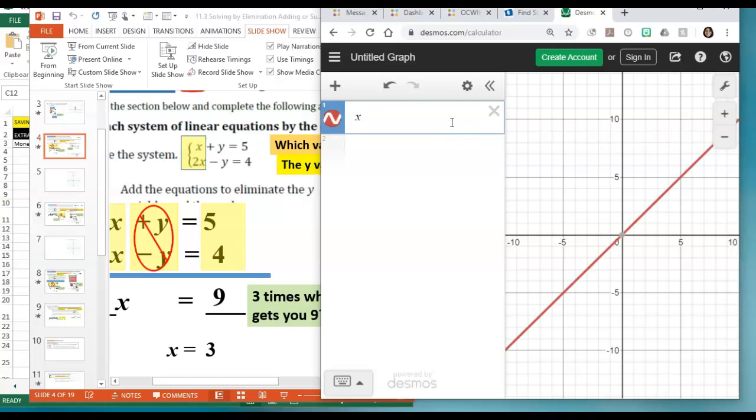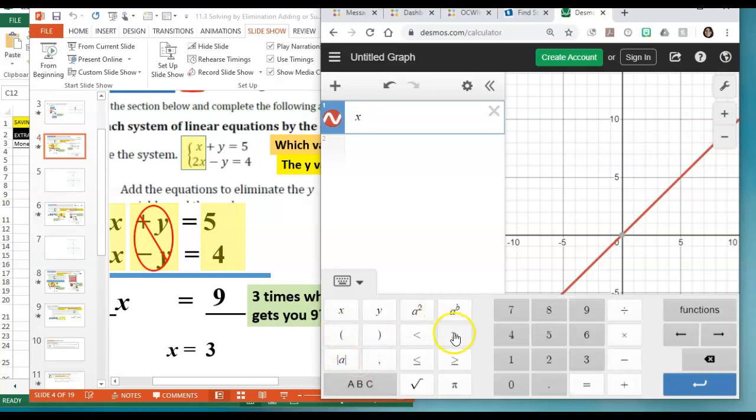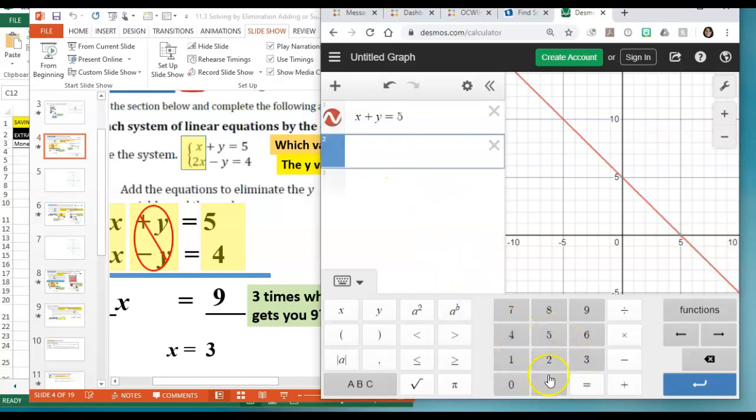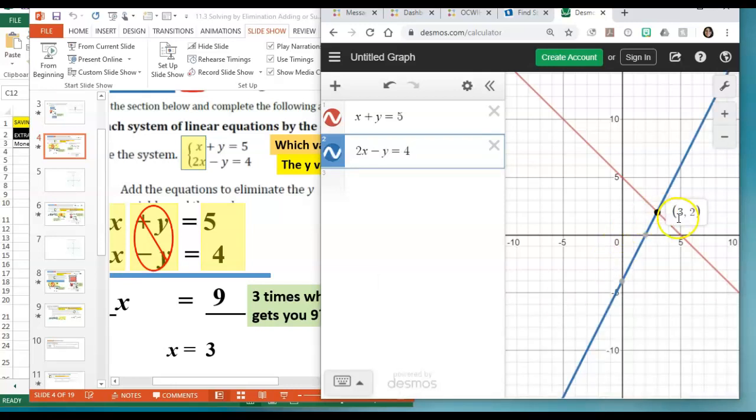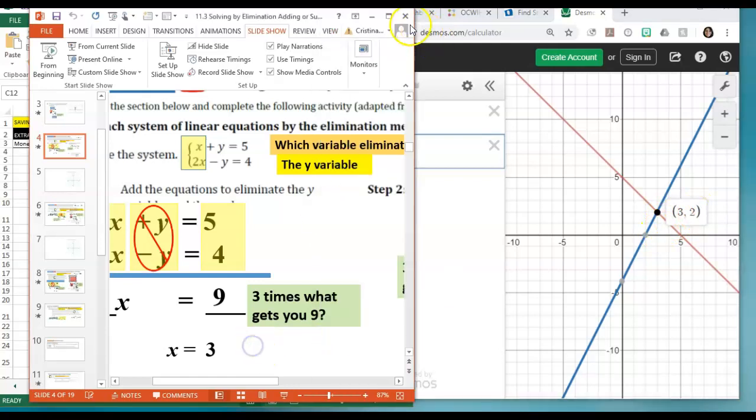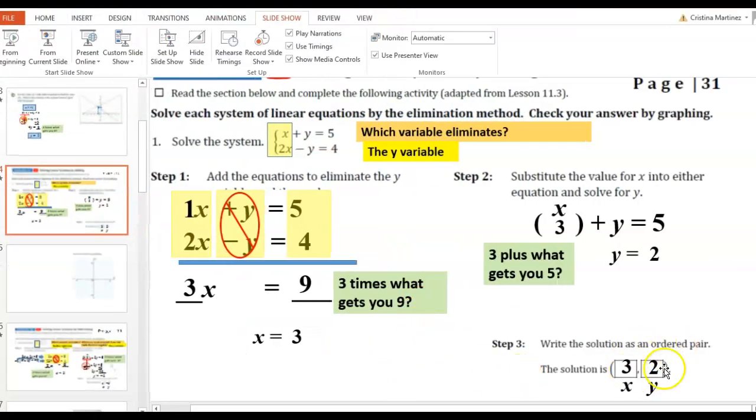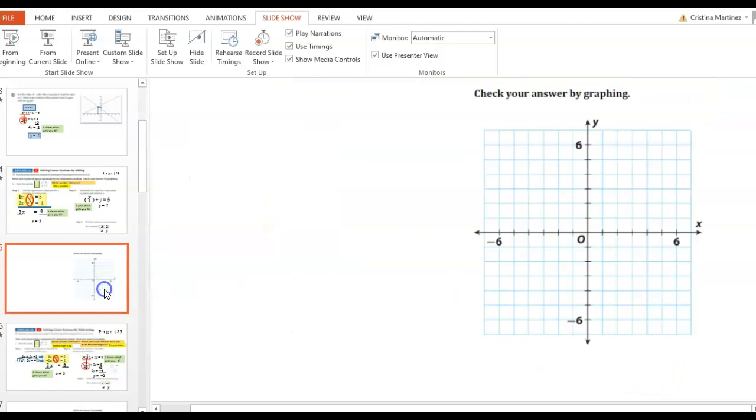So, I'm going to use the keyboard: x plus y equals 5. And for my next equation, 2x minus y equals 4. As I can see, they do cross, and they do in fact cross at (3, 2), which is coincidentally what we got here. So that's a way you can check by graphing.